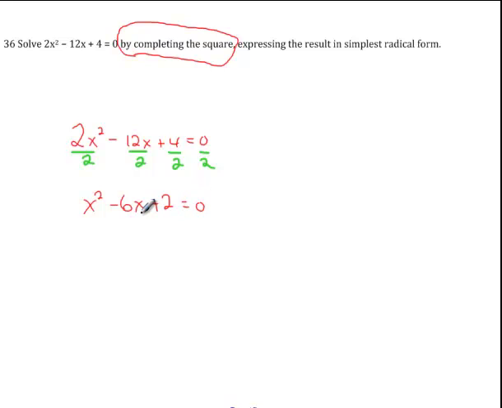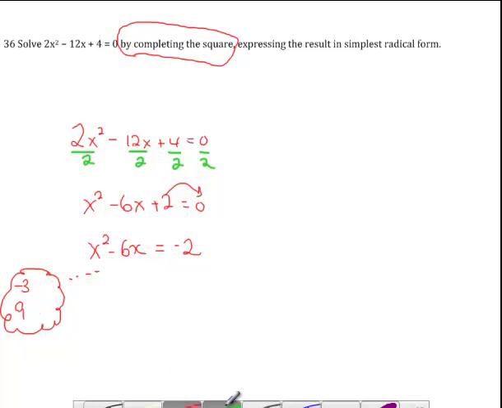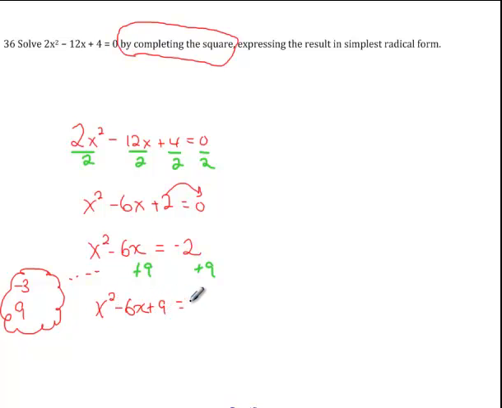Next thing I have to do is isolate my x's, which means this 2 has to come over to the other side. Now this is where I complete the square. Remember my little thought bubble over here? I take half of -6 and I square it to get 9. So I'm adding 9 onto both sides, and I've created a perfect square. X squared minus 6x plus 9 equals 7.